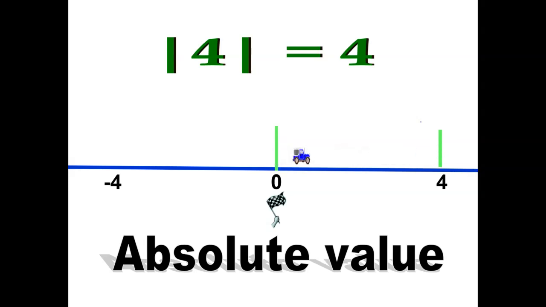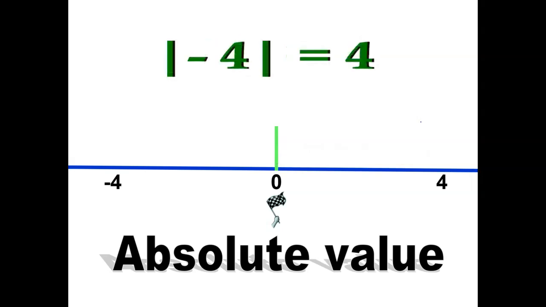Let's look at the left side. If you read this problem, now I'm reading this as the absolute value of -4, which means you're driving from 0 to -4. Now remember, when we talked earlier, the distance is the same. And therefore, the absolute value of -4 comes out to be +4.